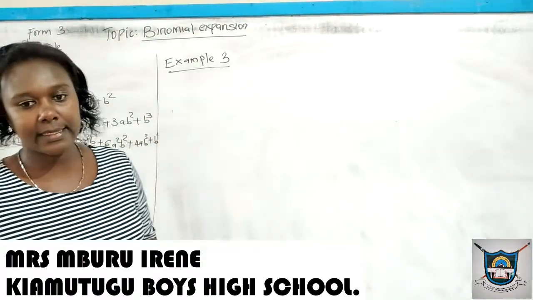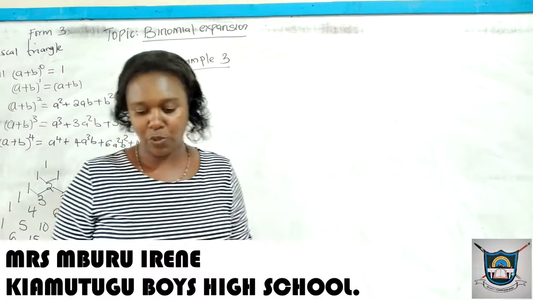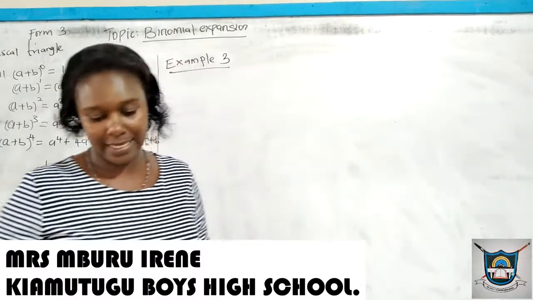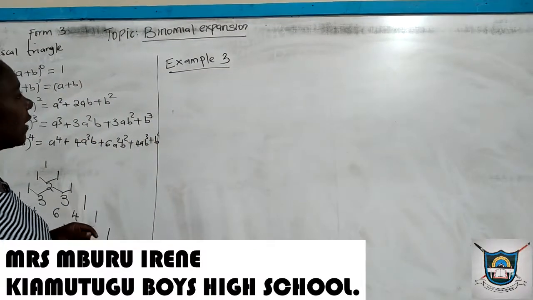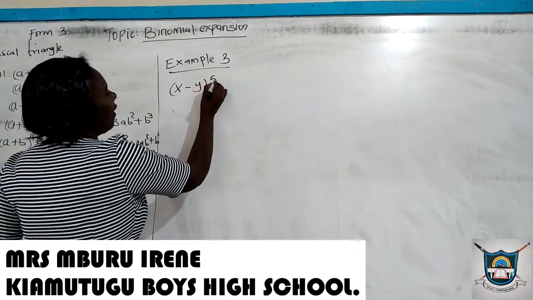What we were looking at before in the previous session: we did 2 examples which were involving addition. Today we continue with examples where we have subtraction. So our example 3 is (x - y) to power 5.